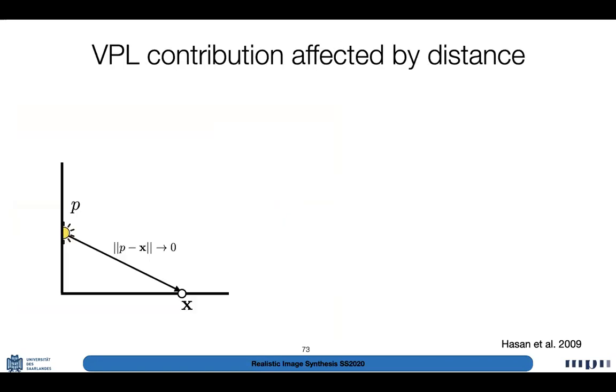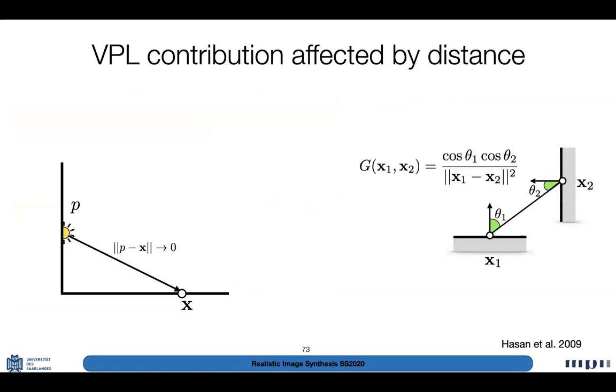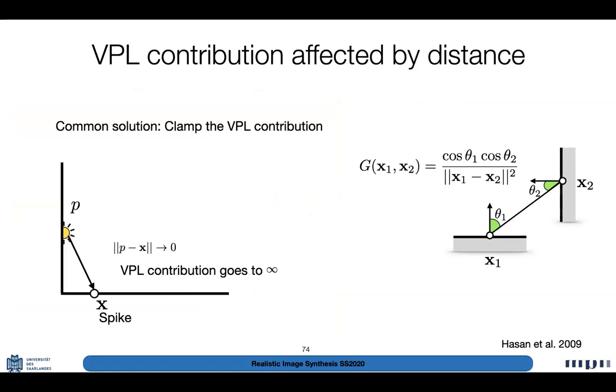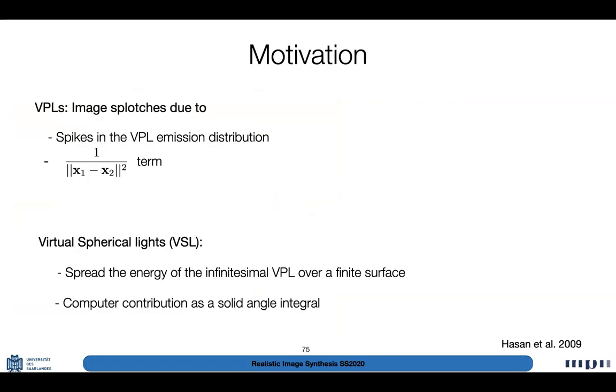The problem is happening because there is a geometric term which involves the distance between the VPL, here P, and the point of illumination. And since the geometric term clearly tells you that as the distance decreases, this term will go to infinity, which means the VPL contribution will keep increasing, which was causing the splotches. So there were these two issues.